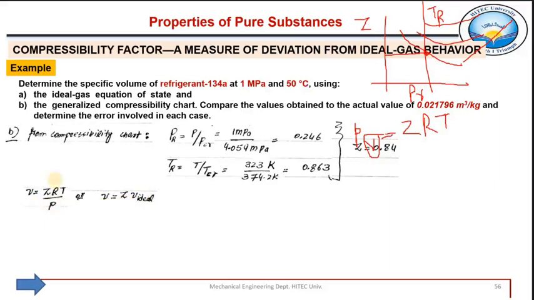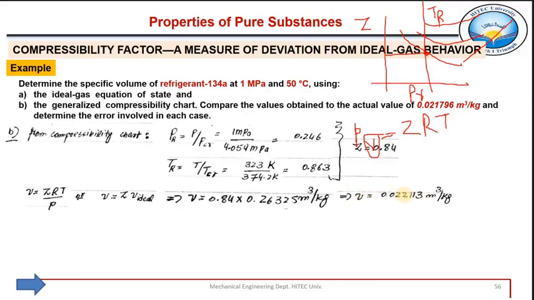So either use this equation or this equation to find V, where V ideal is RT over P, which we have already calculated. In part A, RT over P was V ideal, which we calculated as 0.26325, times, now the Z is 0.84. Now the volume is 0.22113. So using the compressibility chart, we have now calculated the specific volume.